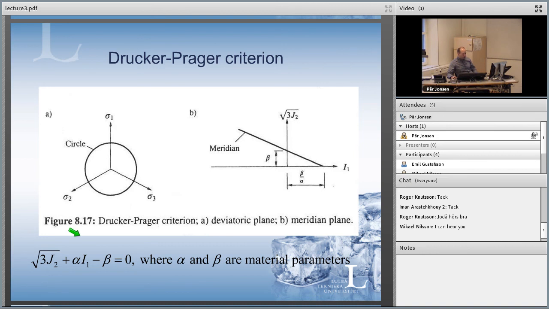Does anyone know, if I put alpha equal to 0, what do I have then? We know that. Yes, we have the von Mises model, because this beta will be the yielding criterion then. We take away the pressure dependency if you take away alpha. Alpha is 0, so then it will be a straight line. There's a straight line here. So that's why I have alpha.